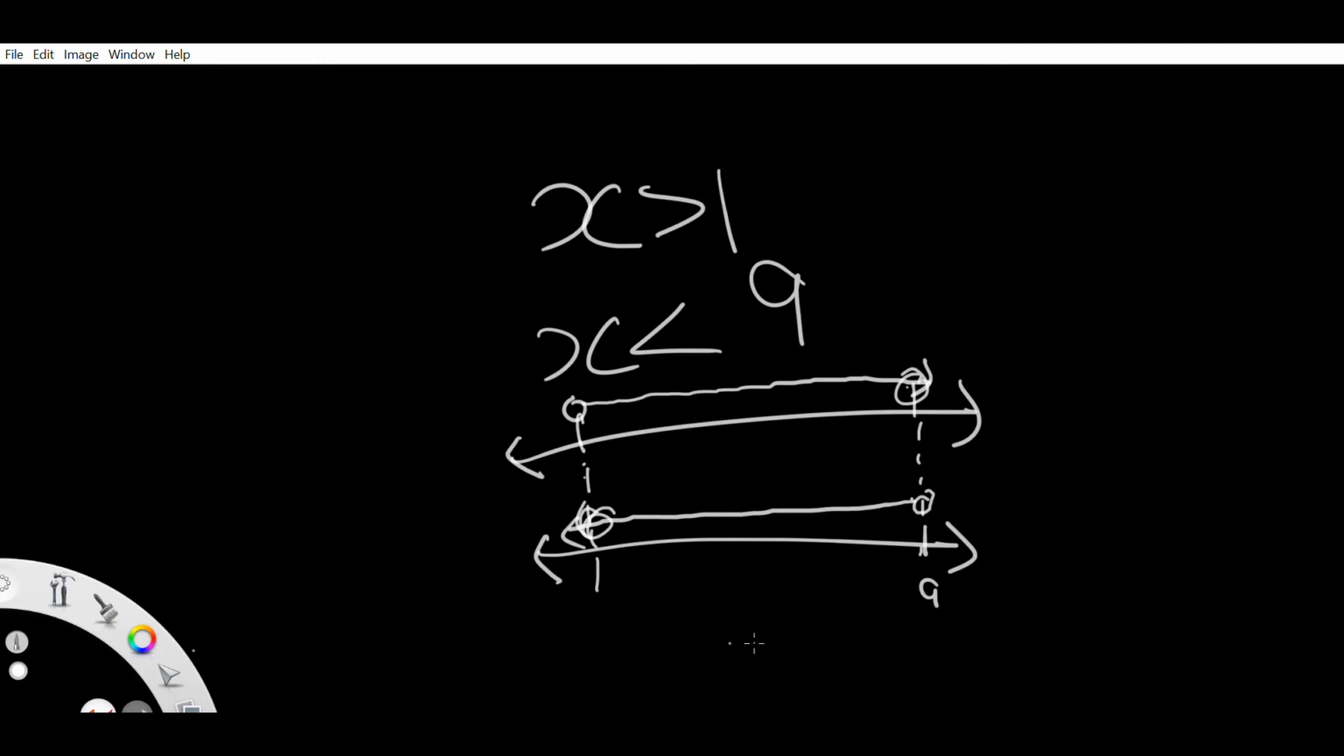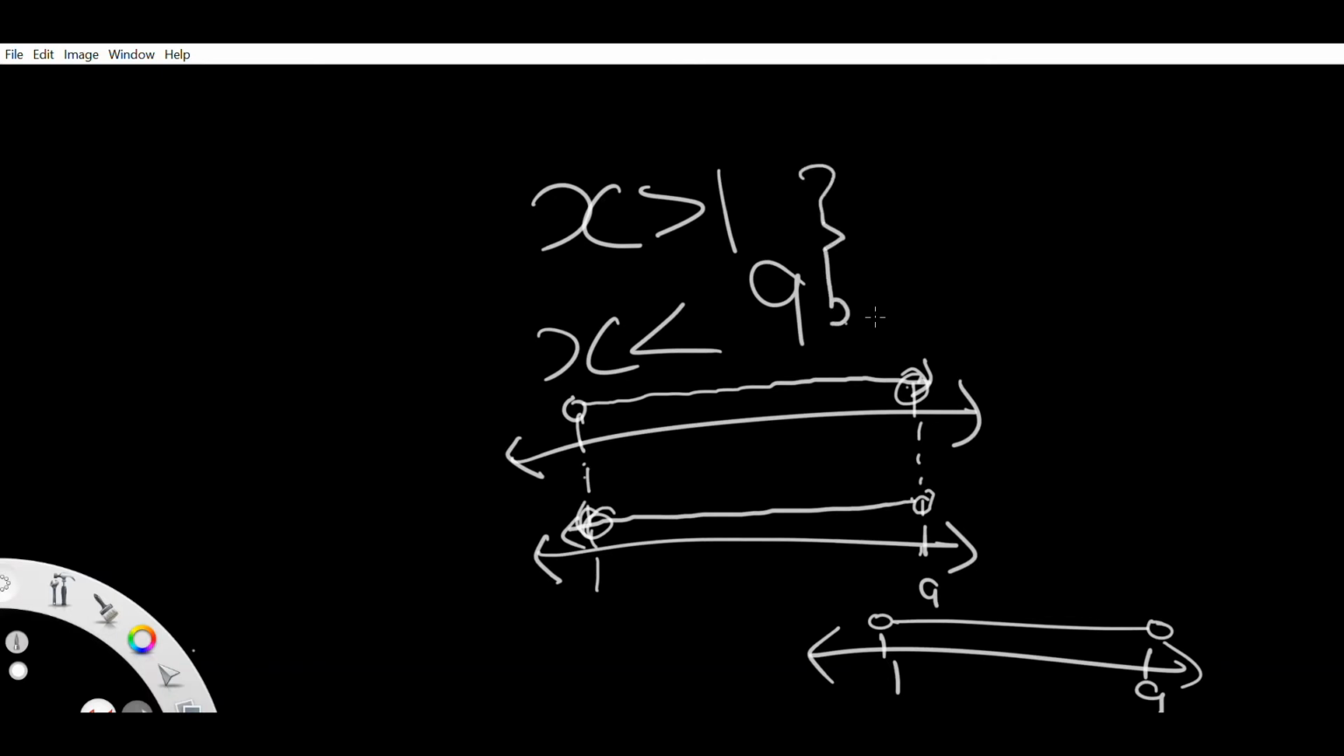So now if we look at this graph again, we would get something like this, where this would be 1 and this would be 9. And we could rewrite these two as x in between 1 and 9. And this basically is these two inequalities combined with each other. The intersection of inequalities is also the solution of two or more inequalities.